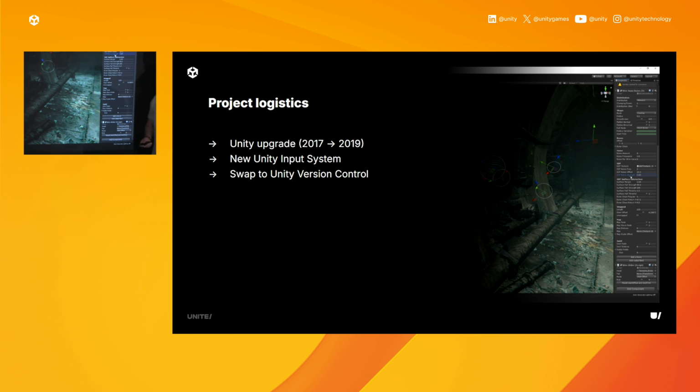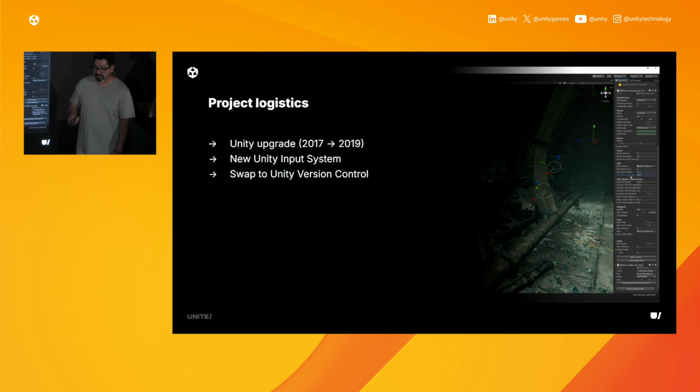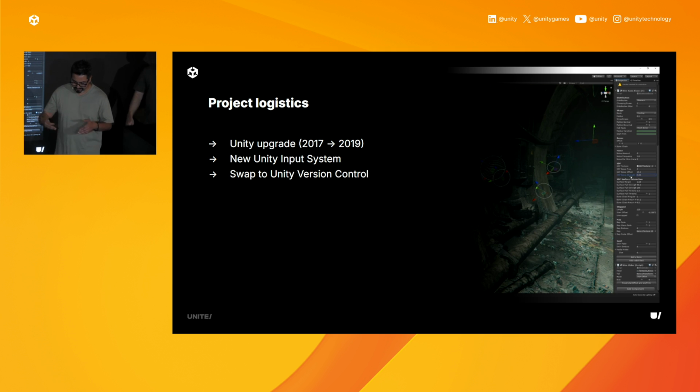Right. So those were the initial challenges. A couple of project logistics that we needed to get out of the way at the beginning of the project were, one, the project was in Unity 2017, and we decided to upgrade to 2019. Why? Mostly just to make sure that we didn't have to continually upgrade to keep up with SDK requirements. So better to do that early and make sure that we have a nice long runway for release.